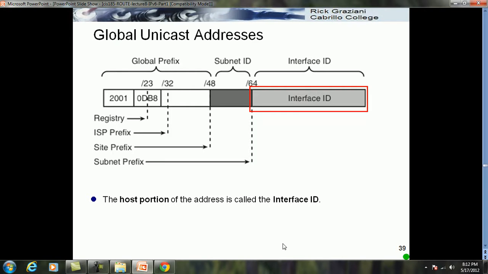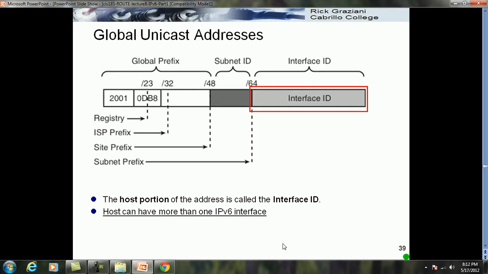The host portion is also known as the interface ID. It can be anything. A host can have more than one IPv6 address. So that is new compared to IPv4, a PC can have multiple IPv6 addresses. In IPv4, I can assign only one IP address to my interface, to my host or router interface. In IPv6, I can have multiple addresses on a single host.